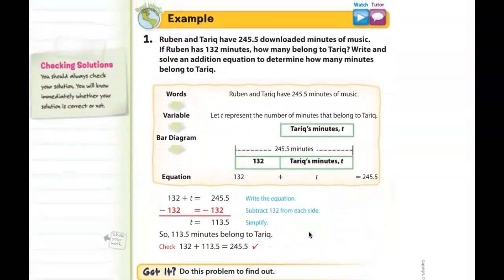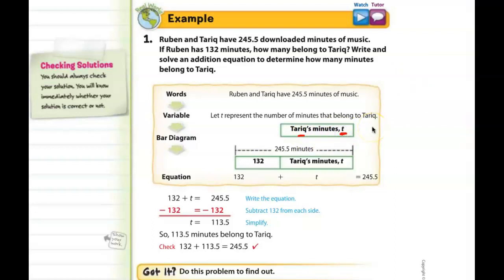All right, so this example is done for us. So I'm going to talk us through this. Ruben and Tariq have 245 and 5/10 downloaded minutes of music. If Ruben has 132 minutes, how many must belong to Tariq? Write and solve an addition equation to determine how many minutes belong to Tariq. So what we don't know is what Tariq has. So the variable t is probably a good letter to use to represent that unknown quantity, and that is what they chose. So you'll see Tariq's minutes here represented by the variable t.